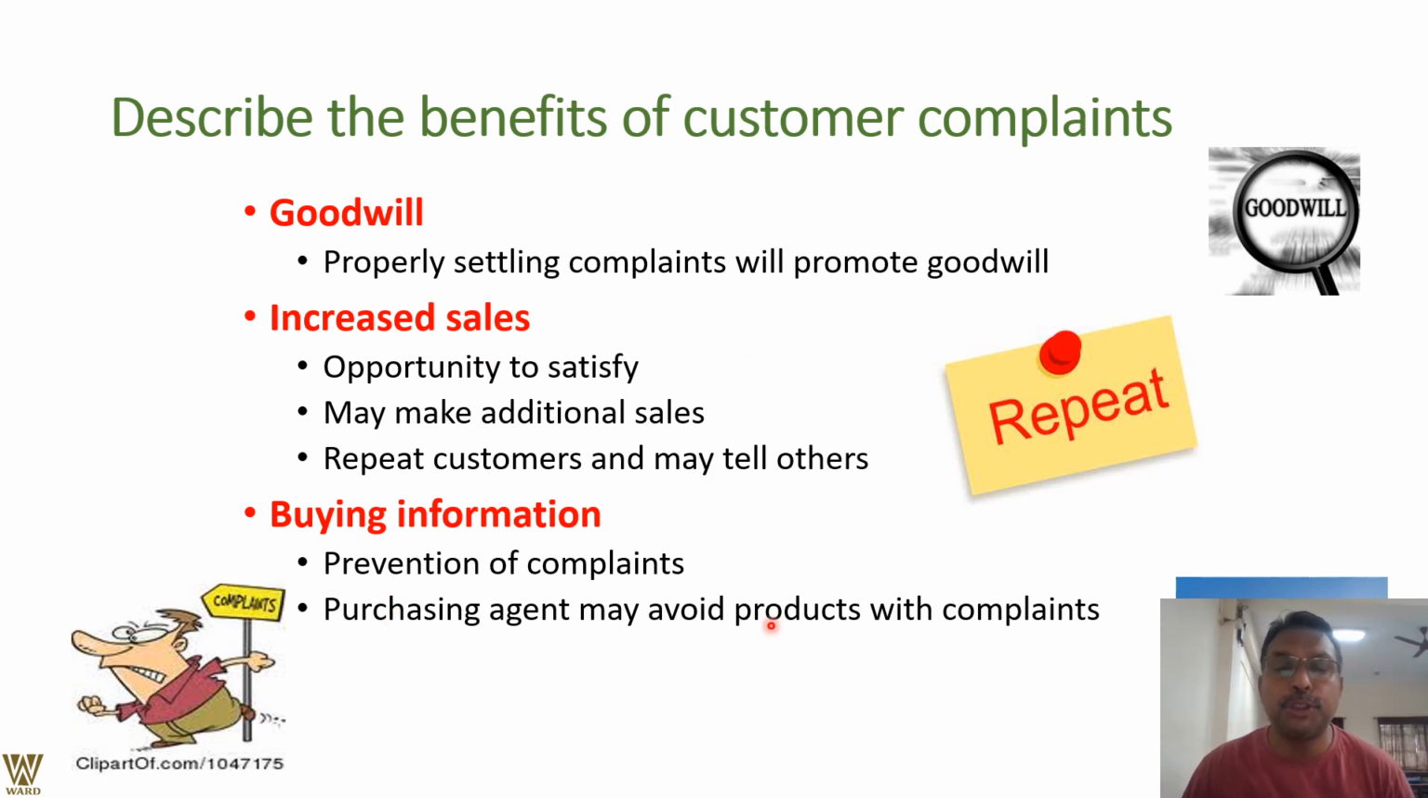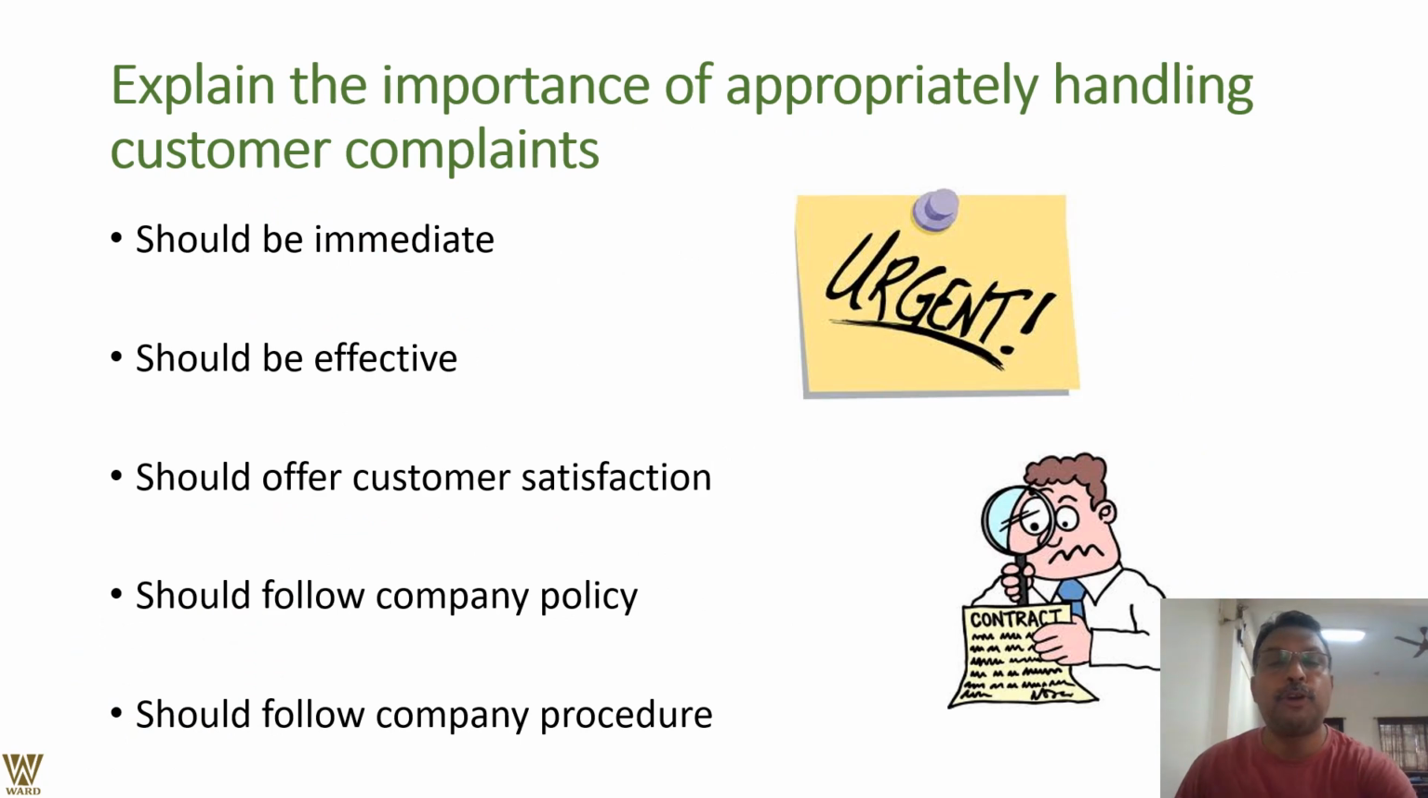Buying information is prevention of complaints. Purchasing agents may avoid products with complaints. Explain the importance of appropriately handling a customer complaint immediately, as soon as possible. The moment it has been registered, process it and act upon it. It should be effective. Offer something for customer satisfaction in view of the complaint. What can be done? Follow the company's policies and procedures.